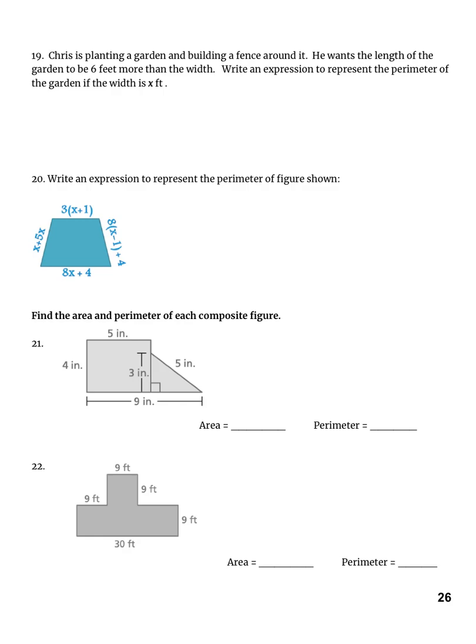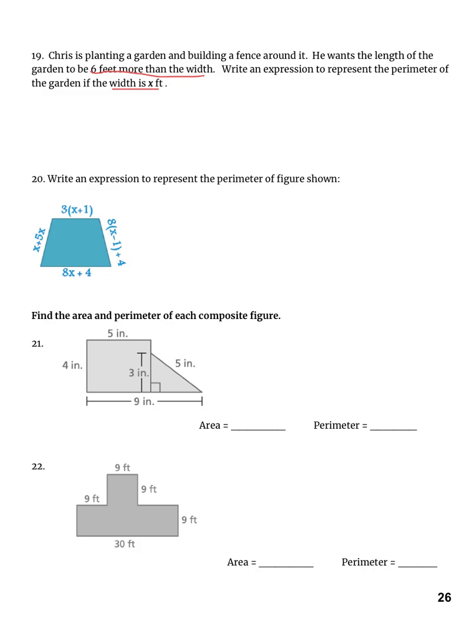Okay, so let's look at some of these problems here on page 26. Chris is planting a garden and he's building a fence around it. He wants the length of the garden to be 6 more feet than the width. Now, that's important, 6 more feet than the width. Write an expression of the perimeter of a garden where the width is x feet.